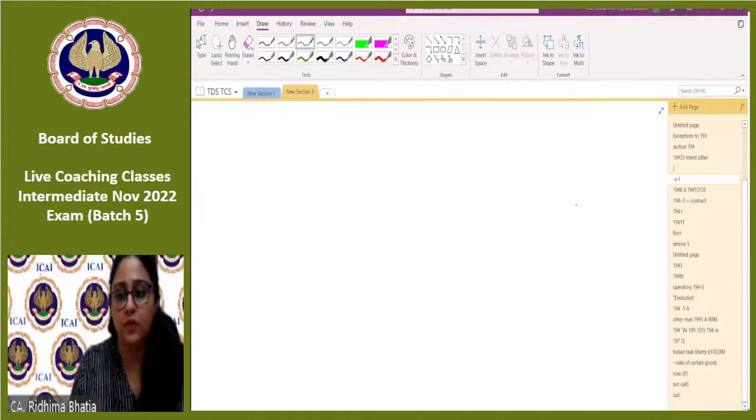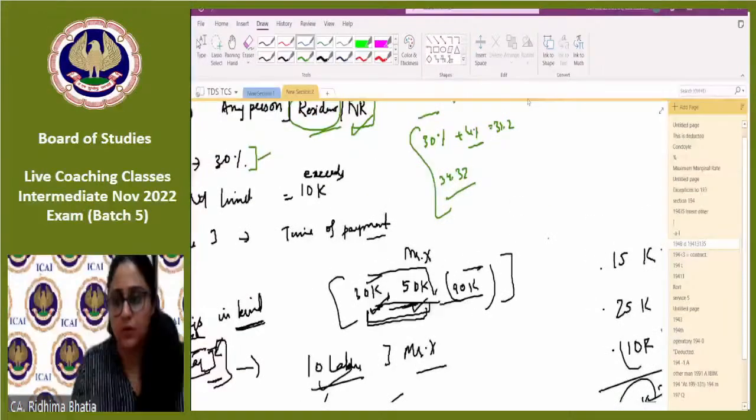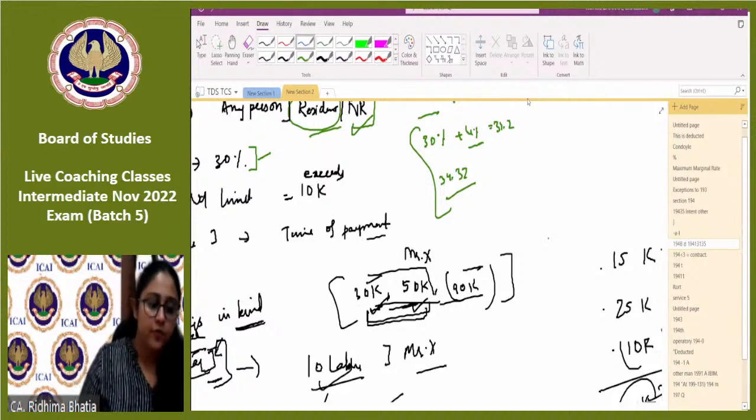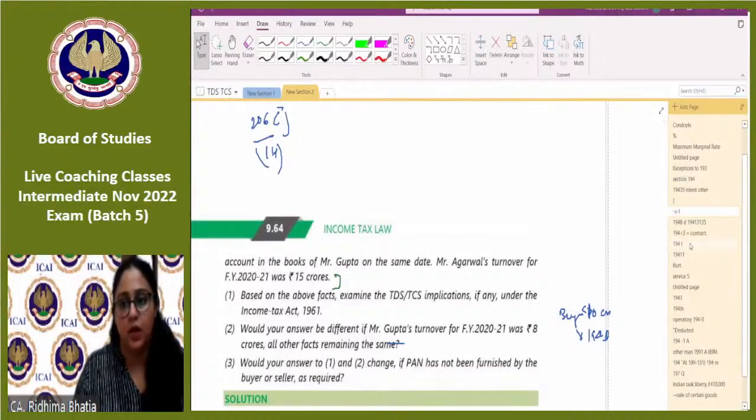सबका आंसर आ गया? Yes. But TCS provisions would be there for Mr. Agarwal to collect TCS, correct? Clear? Very good.